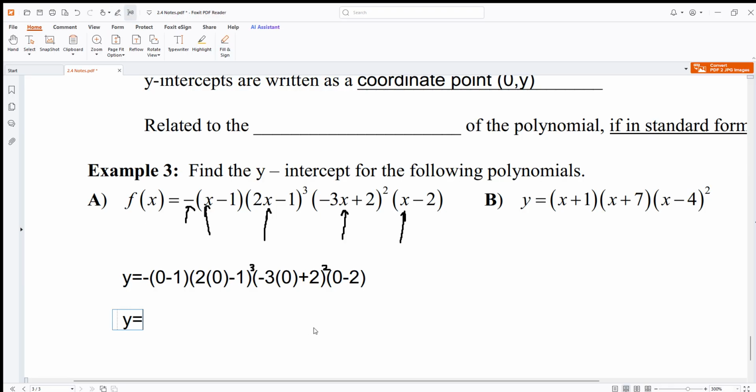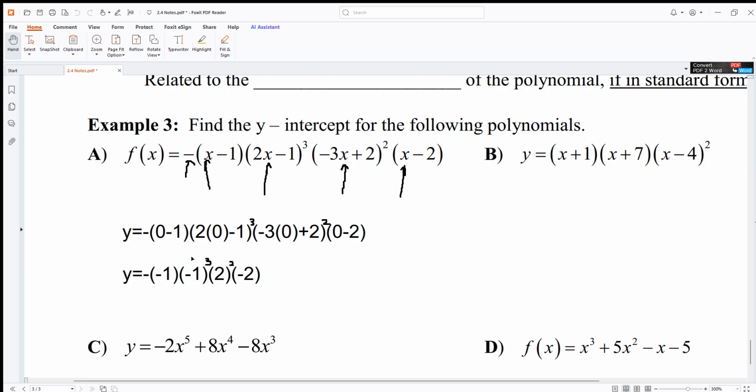So for the next one, our y value is equal to that negative in front, (0 minus 1), which is -1. 2 times 0 is 0, minus 1, is -1. And that's still to the third power. All right, -3 times 0 is 0, plus 2 is 2, and that's still squared. We haven't done anything yet. This is PEMDAS, right? Stuff in parentheses first before exponents, multiplication, or anything else. And then 0 minus 2 is -2.